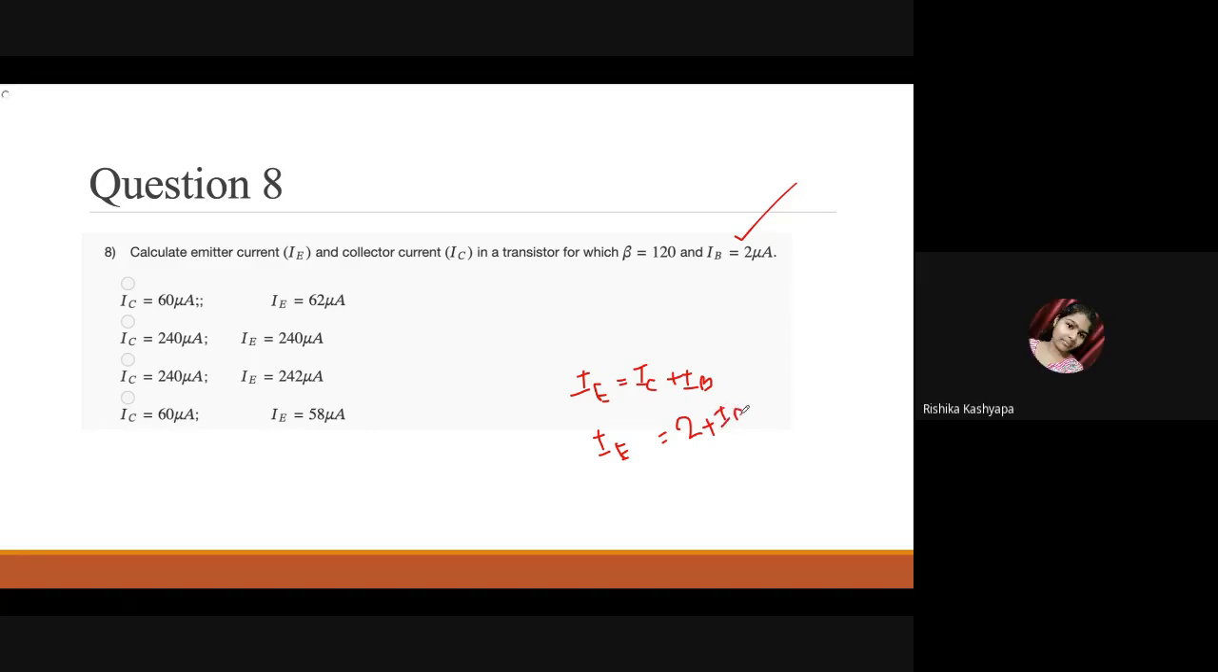We have to calculate IC. IB is given, so we can find IC. Next, what is the value of beta? Tell me.